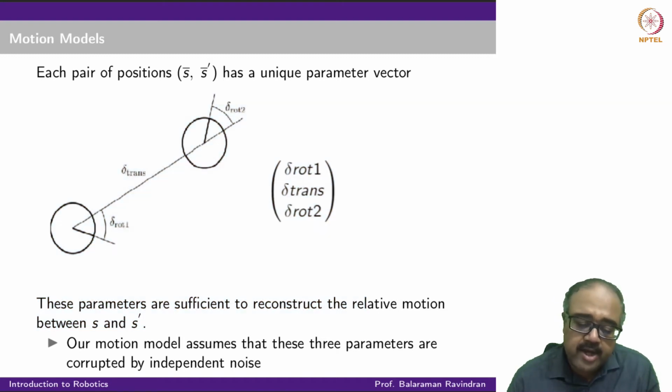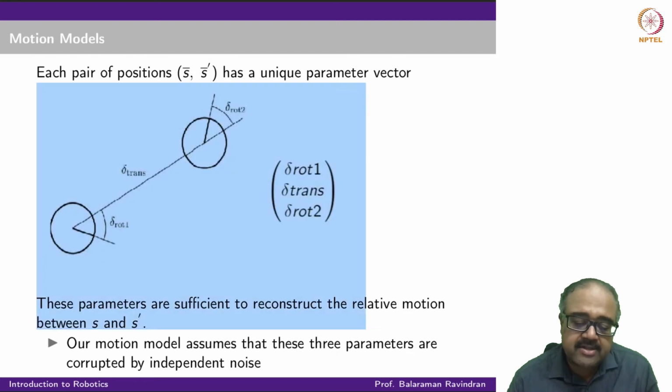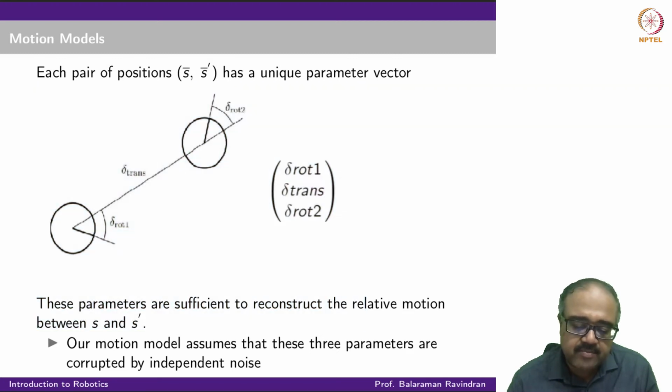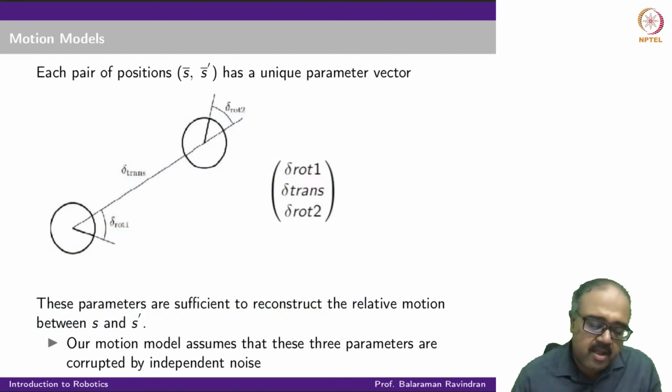So, delta rotation 2 basically rotates the robot to the final orientation, which is theta prime. This is theta bar prime, the final orientation of the robot from the direction of motion. So, I will take the direction of motion and change it to the final orientation. I have decomposed my total motion into delta rotation 1, delta translation, and then another delta rotation 2. So, this is essentially how I do it.